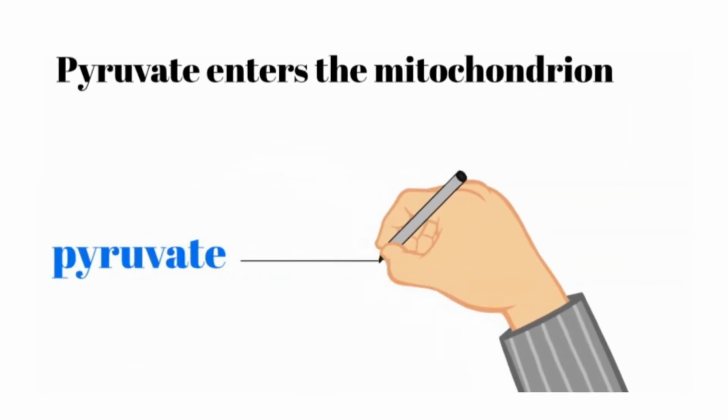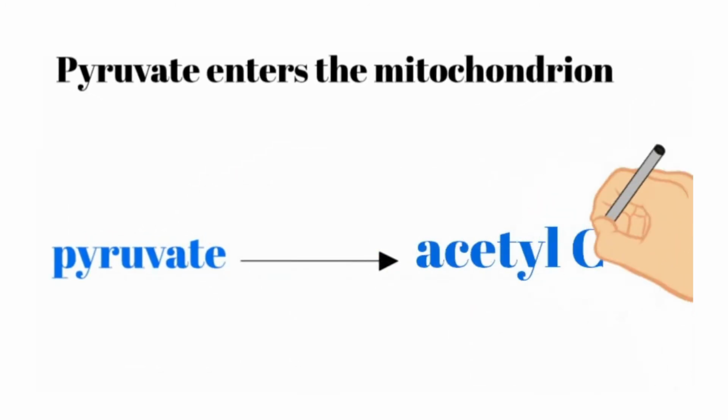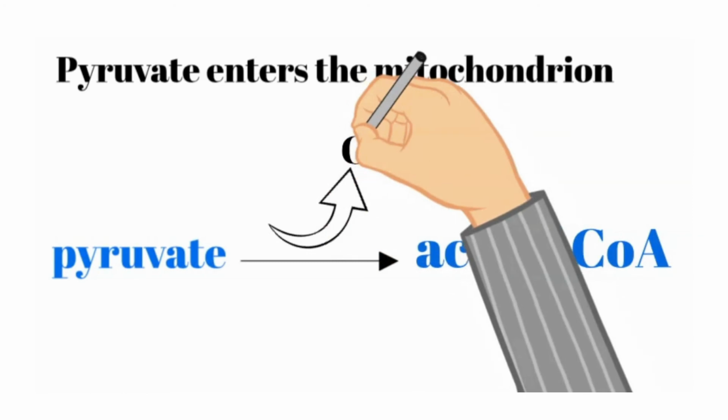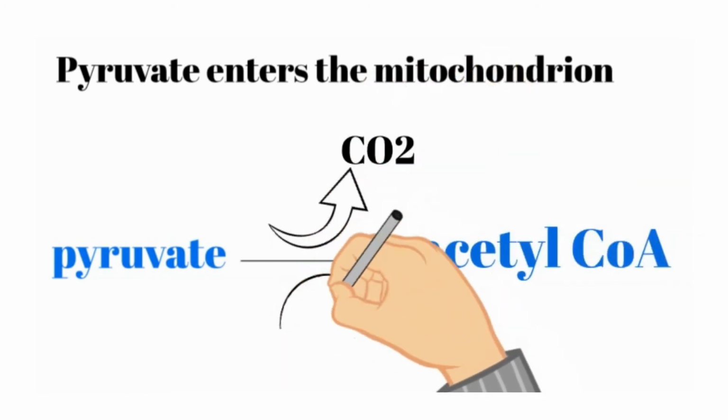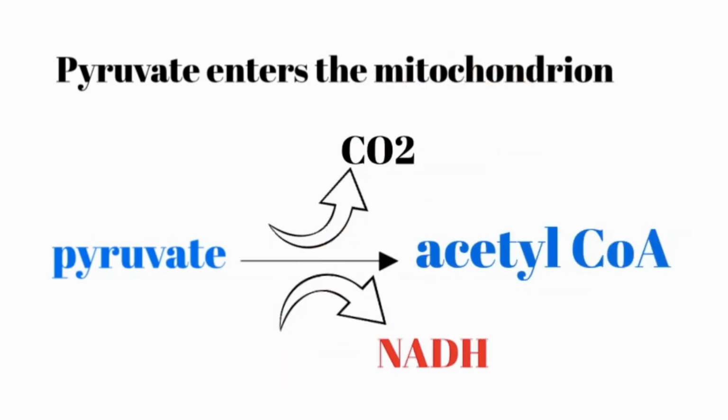So I need to qualify a statement I just made. Pyruvate does not enter the Krebs cycle. Pyruvate enters the mitochondria. Mitochondria is plural, mitochondrion is singular. Pyruvate is converted in the mitochondria before the Krebs cycle. Keep in mind, glycolysis happens outside the mitochondria.